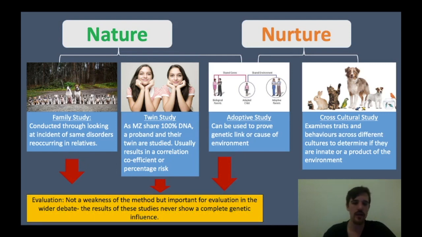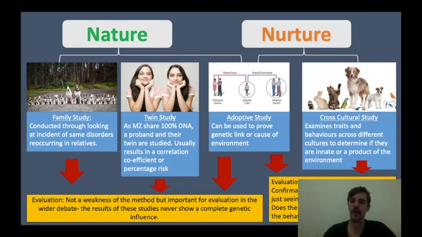So for nature, it's not a weakness of the method, but it's important for evaluation in the wider debate that the results of these studies never really show a complete genetic influence. At the end of the day, because the environment's there, you can never 100% say, oh yes, this is genetics. Then when it comes to nurture, you have a form of confirmation bias, where you're just seeing what you want to see. You can make up a lot of stuff as you go and say, no matter what, oh look, it's environment. Oh look, this is here, therefore environment. And it's very easy to dismiss nature then. So they both have their limitations.